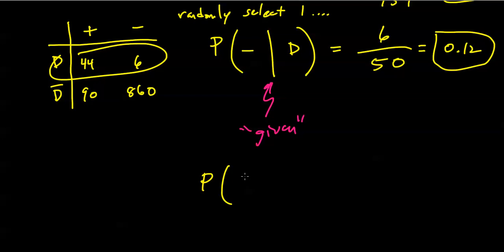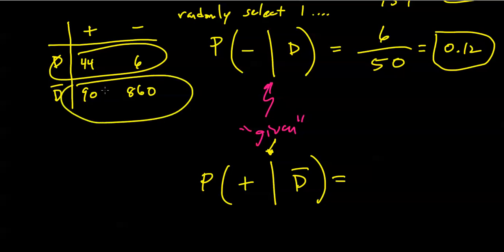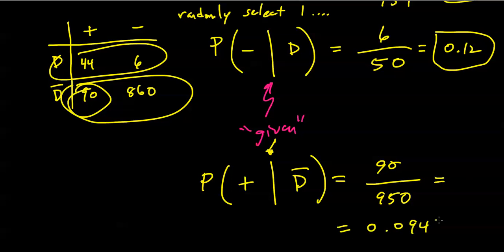Similarly, what's the probability of positive result given no drug use? Well, again, we read this vertical bar as given, assuming no drug user has been chosen. So we've got, let's see, 950 no drug users, and out of that pool of 950, 90 of them received a positive test. So this probability is 90 over 950. I'd call it 0.0947.